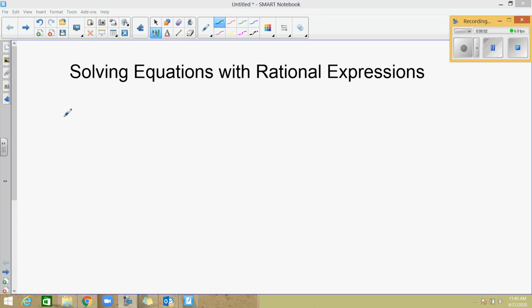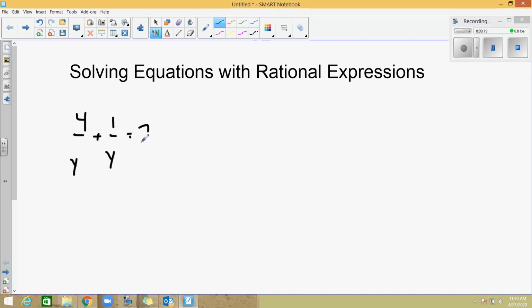Okay, so now we're talking about solving equations with rational expressions. We have to take into consideration everything that we've learned in the past sections. So when we start a problem, 4y plus 1 over y equals 2.